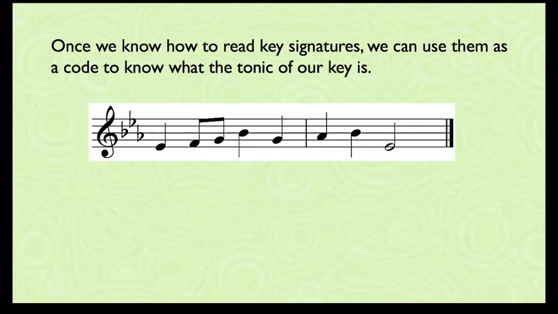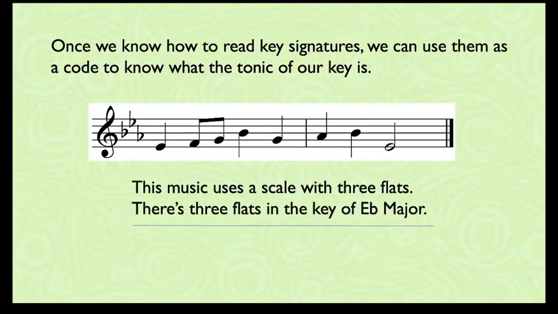Key signatures can tell us what accidentals we need given the tonic. However, they also do the reverse. Once we know how to read key signatures, we can use them as a code to unlock what the tonic of our key is. For instance, looking at this song, I see that it's in a scale with 3 flats in it. And I know that there's 3 flats in the key of E flat major. Therefore, this song is in E flat major, and the tonic of the key is E flat.